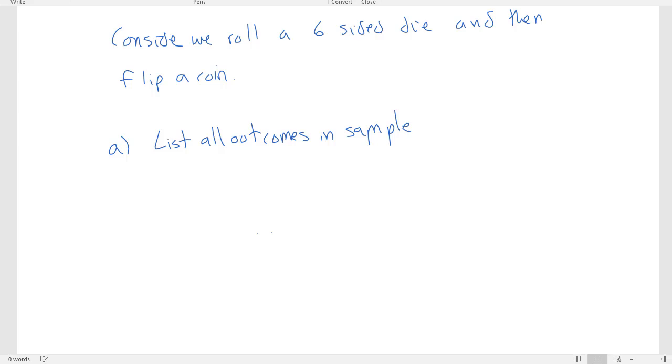So let's say that my first action is the rolling of the 6-sided die, which is what's described up here. So in this particular order, rolling the 6-sided die, I could get a 1 or a 2 or a 3 or a 4 or a 5 or a 6. I'm going to put a little bit of space between those numbers because I'm going to squeeze some stuff in between them. Now, my second action is to flip a coin.